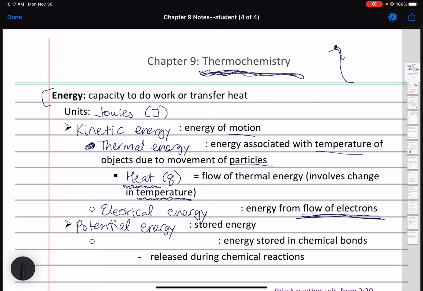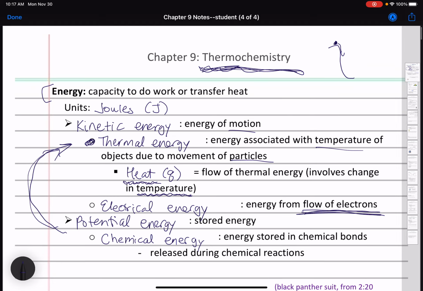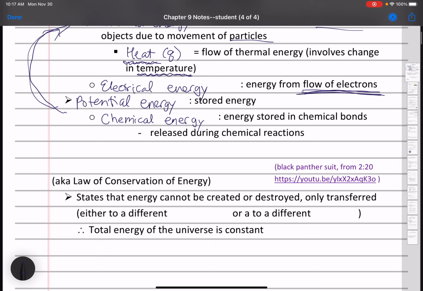Potential energy is energy that can be converted into kinetic energy. And in chemistry, we're talking about the potential energy that's stored in chemical bonds. So we call that chemical energy. During a chemical reaction, you get breaking of chemical bonds, which releases chemical energy, and it releases it in a form that can be converted to thermal energy, heat. And so we'll talk about different types of chemical reactions that either absorb or release heat.